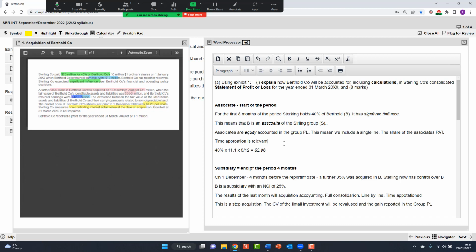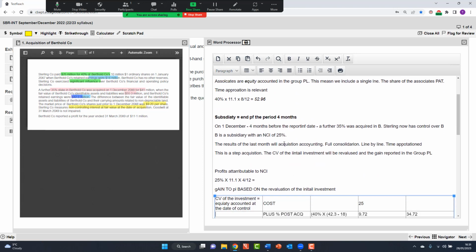4 out of 4. When I'm looking at the subsidiary, what have I done? I have said there is control. I have said there is acquisition accounting. And I have said there is step acquisition. I feel, therefore, that I have gained the full written marks. I've also come up with a calculation. I didn't finish it, but that actually doesn't matter.